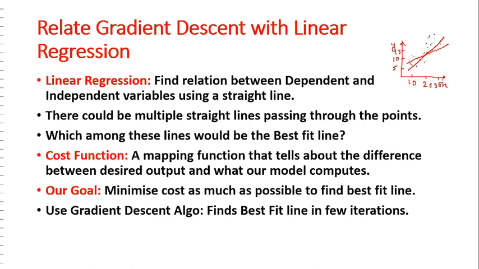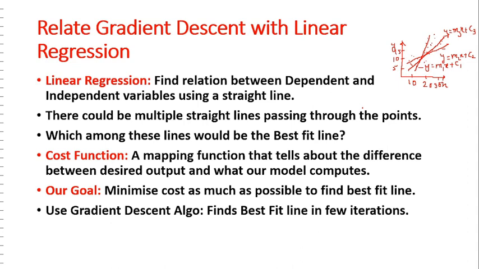Okay, more than one line, and all these lines are straight lines with the equation y equal to m1x plus c1. Okay, second line has the equation y equal to m2x plus c2. The third line has the equation y equals to m3x plus c3. So all the three lines have the equation of a straight line with different values of m and c. So the question comes, which among these lines would be the best fit line?